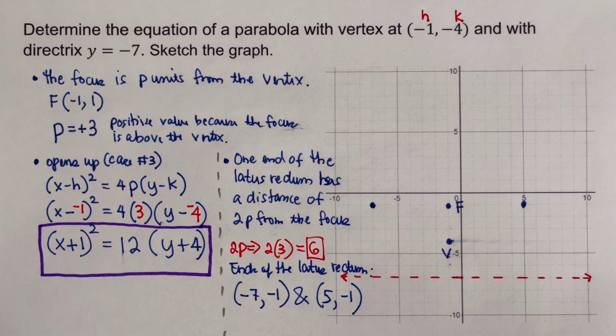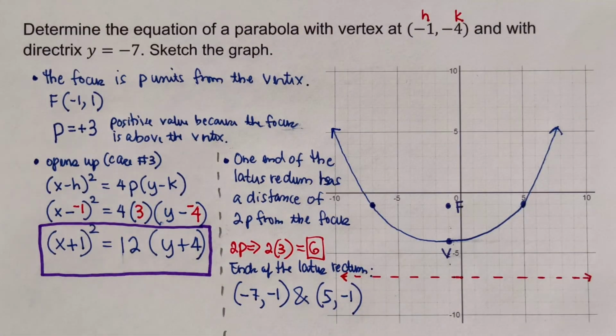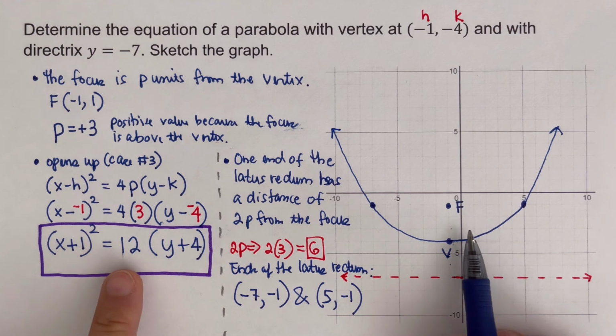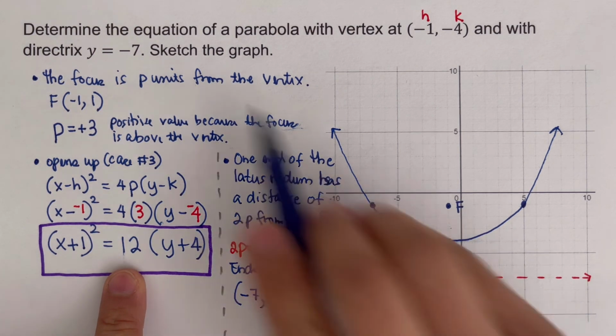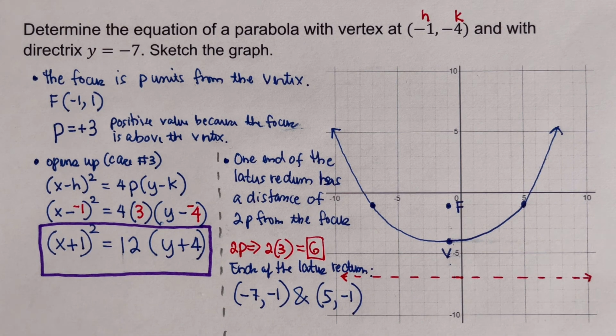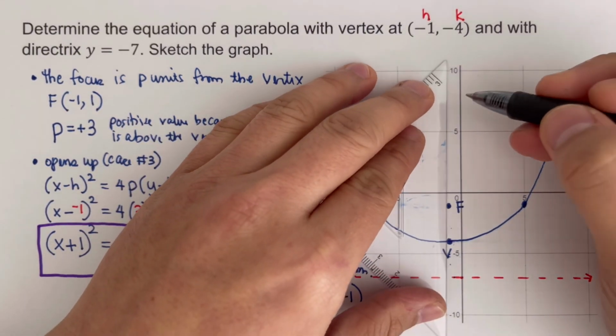Okay, so from here we can go ahead and sketch the graph. So this is the graph of this problem that we have right here, and this is the equation of this graph and this problem that we got up there. Now we remember that the line of symmetry is the line that connects the focus and the vertex. So I'm going to go ahead and sketch the line of symmetry up here.